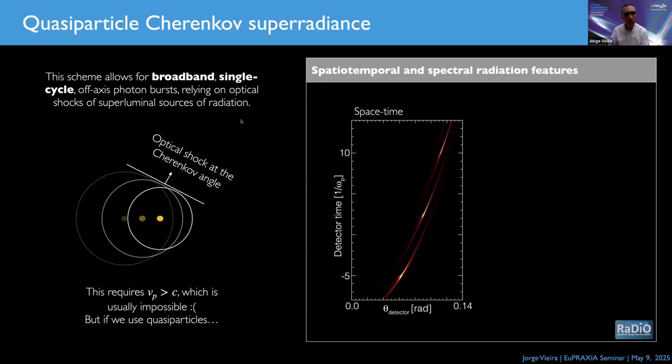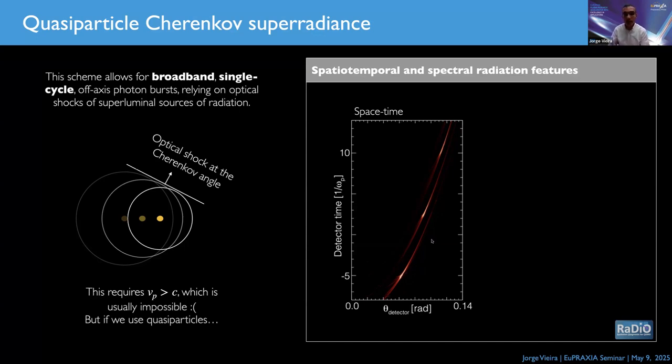So now we are ready to capture the radiation using the radiation diagnostic for OSIRIS. And this brings us to quasi-particle Cherenkov superradiant emission. It's a scheme that can lead to broadband, single cycle, off-axis photon bursts, relying on these optical shocks that are produced by this superluminal source of electrons. Usually you cannot do this in vacuum for a single electron because no single electron can travel faster than the speed of light, but we can do it if we use quasi-particles.